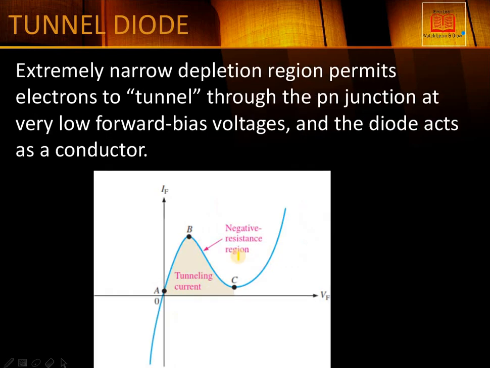I will try to discuss in the next slide. Here, the extremely narrow depletion region permits electrons to tunnel through the p-n junction. This is the p-n junction. It allows current to flow. At very low forward bias voltage, the diode acts as a conductor and allows current to flow. This current under this curve area is called the tunneling current.